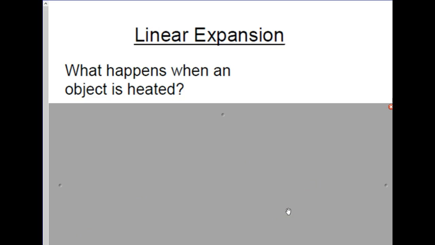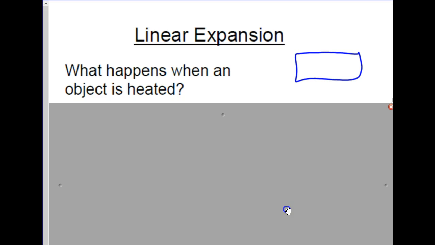So, linear expansion. Most objects, when heated, will expand. Why? If I could zoom in, what would that show me about why this happens? Particles moving. Okay, so we do have particles. Everything is made up of particles. It goes back to that particle theory.